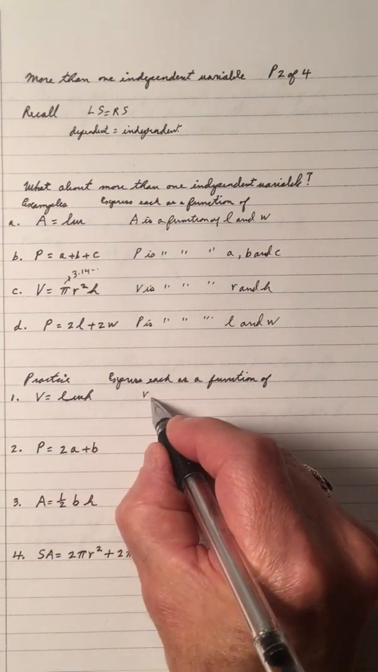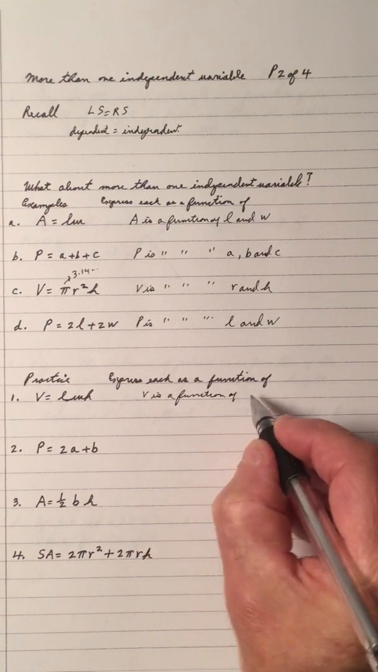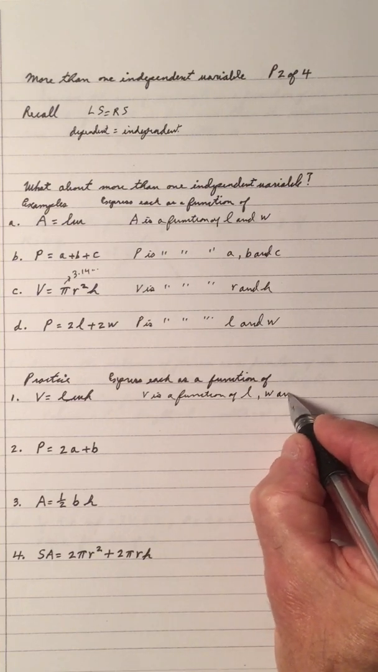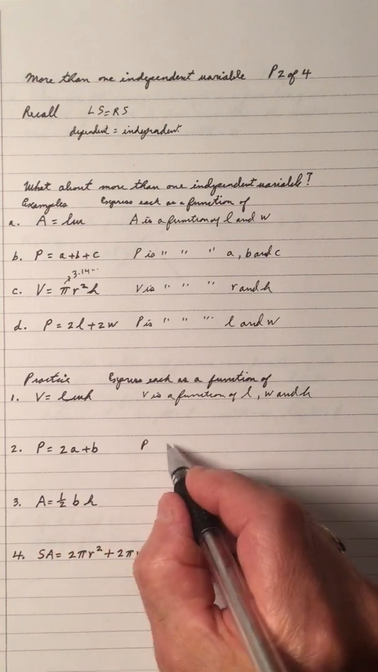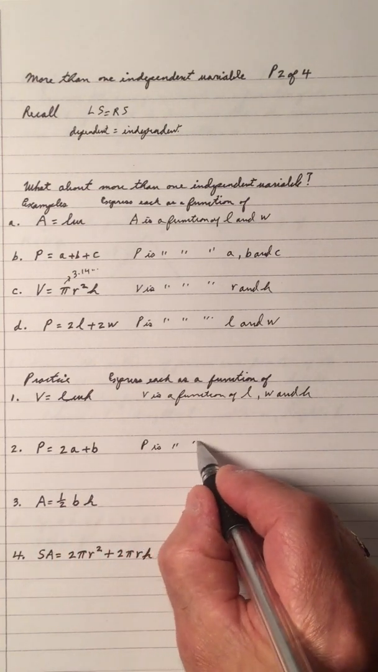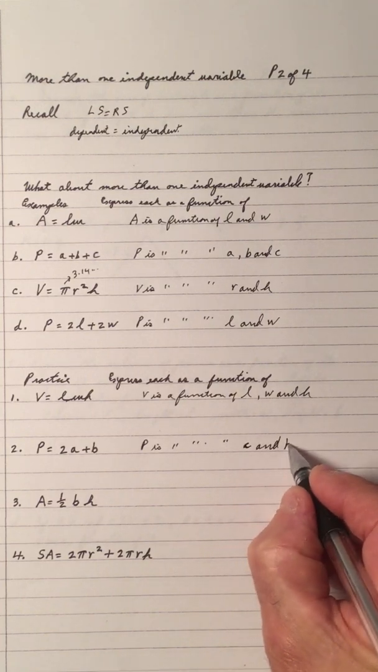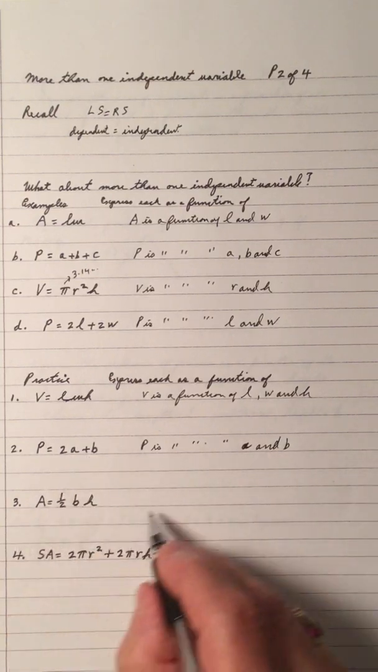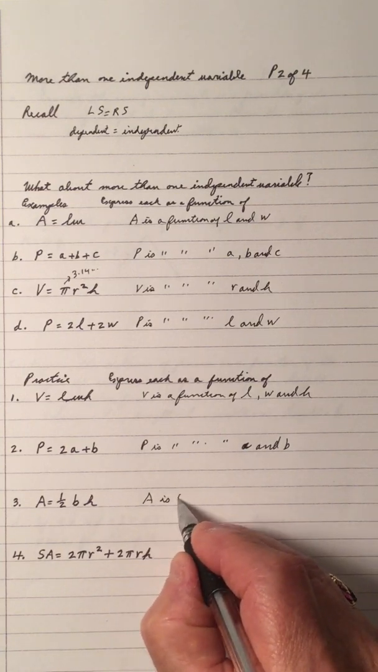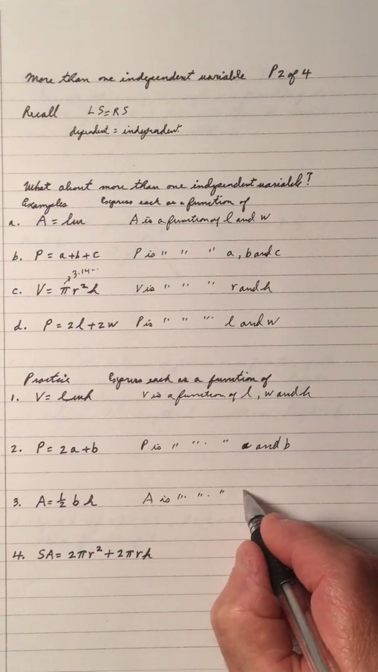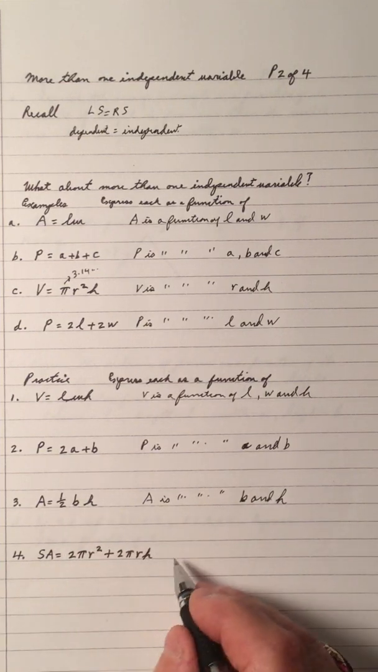So V is a function of L, W, and H, all three. P equals 2A plus B. P is a function of A and B, because there's only two variables. And this one, A equals a half BH. A is a function of B and H.